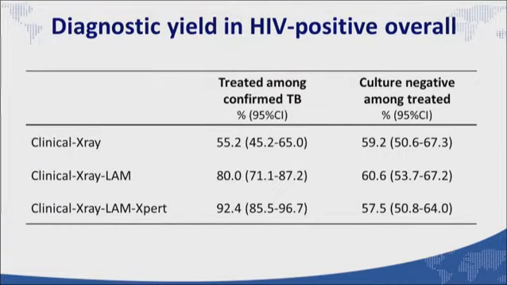When we calculate the diagnostic yield, again, a similar proportion, 55% of the patients who are TB confirmed were started on treatment after clinical exam and X-ray. When LAM is added to the strategy, this proportion goes up to 80%, and when Xpert is added to the strategy, this proportion goes up to 92%. And when we look again at the patients who were started on treatment and how many were culture negative among them, we can see that the proportion does not change, it is around 60% with all the strategies.